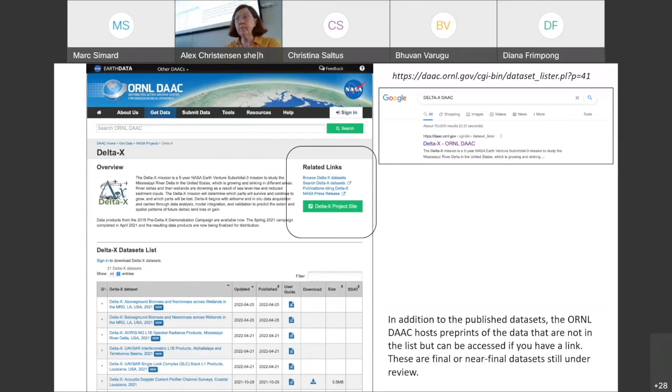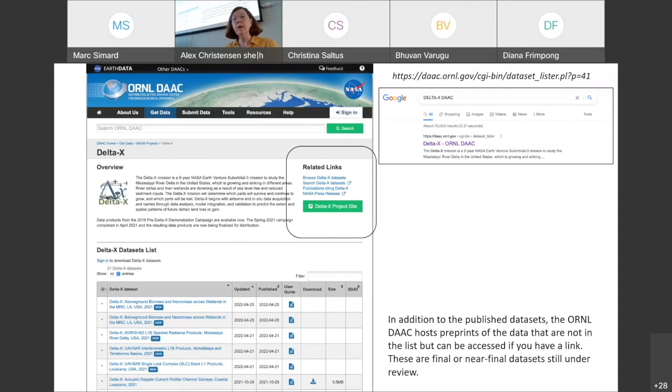And in addition to these published final data sets, the DAAC hosts preprints of the data that are not in the list whenever you do this search on the website, but they can be accessed if you have a link. And that's so that we can do quality assurance on the products before they're delivered to the general public. So we've given you some of the links to that pre-release data set so that you can use it in this workshop. So that's another way to get the data, but you have to have access to that particular link during that time frame.